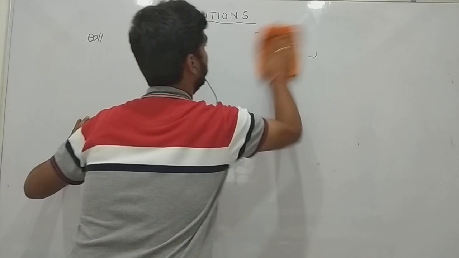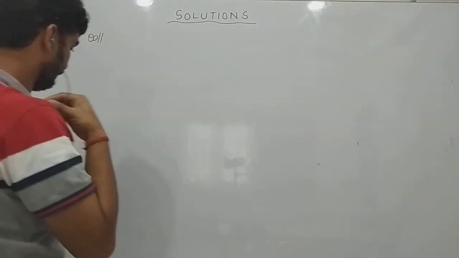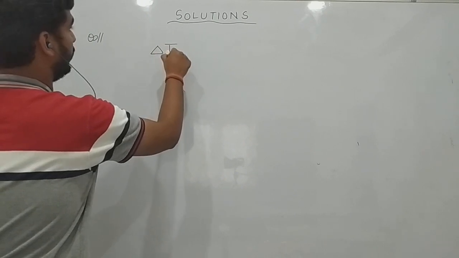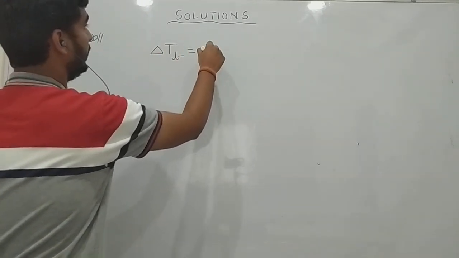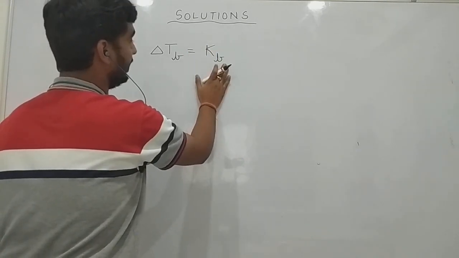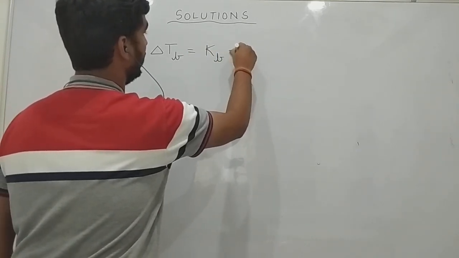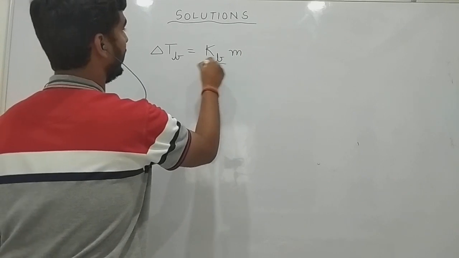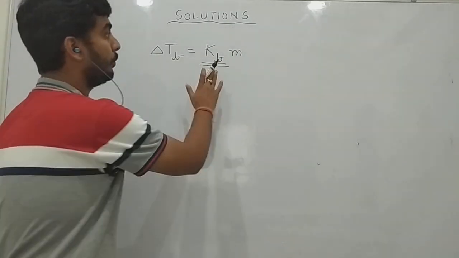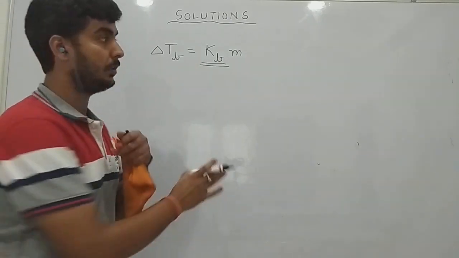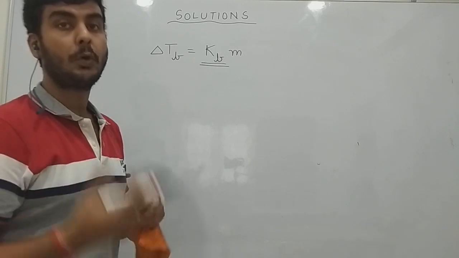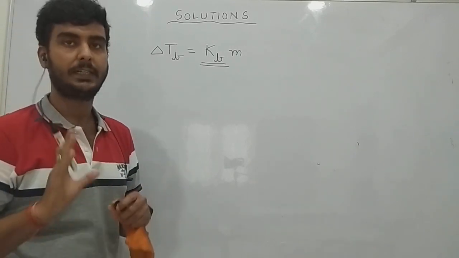In order to find out the change in boiling point, that is delta TB, you have to know Kb, the boiling point elevation constant, into the molality of the solution. Now Kb has been provided in the question, it is given in the data. We need to find the molality of the solution.